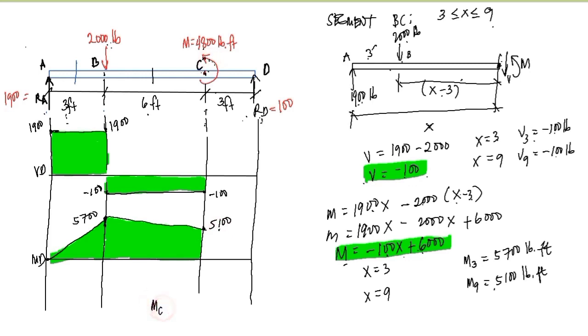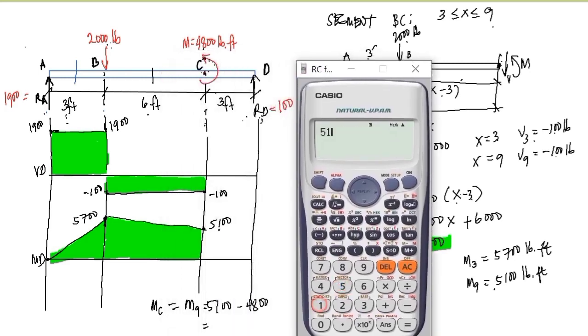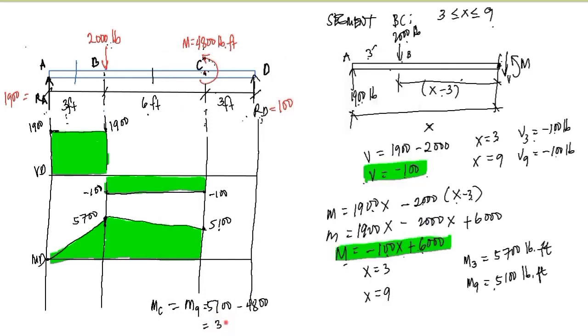So, yung moment natin at point C, that is equal to the moment at 9, is equal to 5,100 minus 4,800 pound-foot na couple. Since, sabi ko nga, this is counterclockwise. So, we have 5,100 minus 4,800 is equal to 300. So this is 300 pound-foot. So bababa tayo ng 4,800 at yung moment natin dito ay magiging 300. Okay? So let's continue with the segment CD.